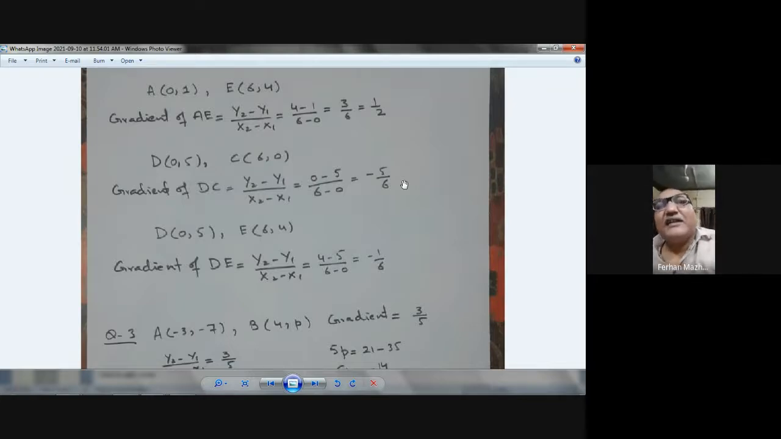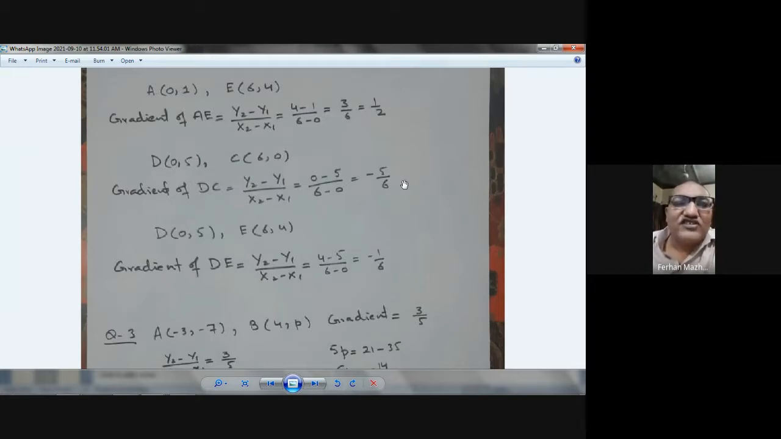The next part, they ask you to find out the gradient of the DC line. The coordinates of D are 0, 5. The coordinates of C are 6, 0. The formula for the gradient of DC is very simple: y2 minus y1 divided by x2 minus x1. And y2 is 0, y1 is 5, x2 is 6, and the x1 value is 0. Just put these values there. 0 minus 5 will be minus 5, 6 minus 0 will be 6.